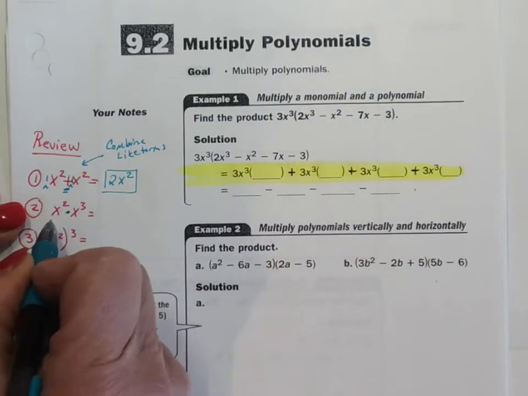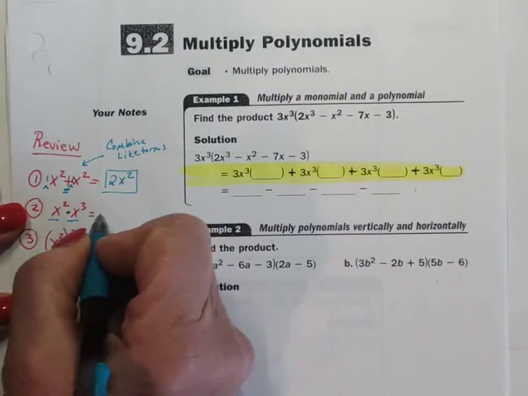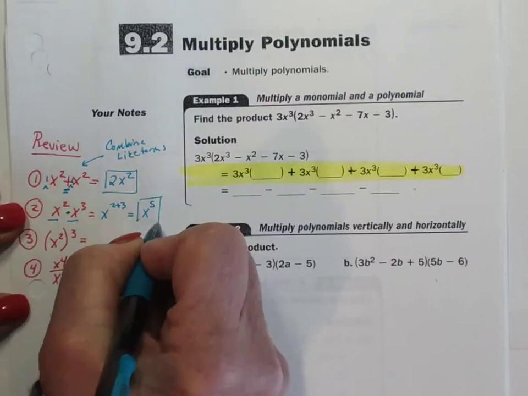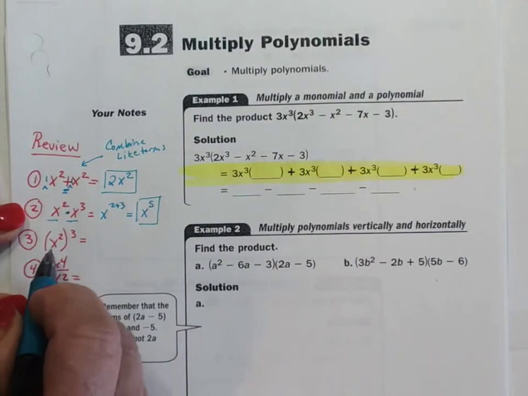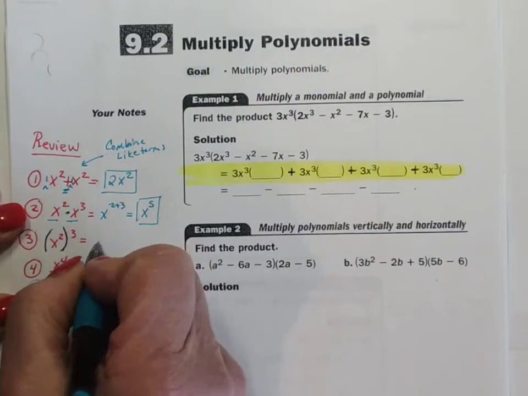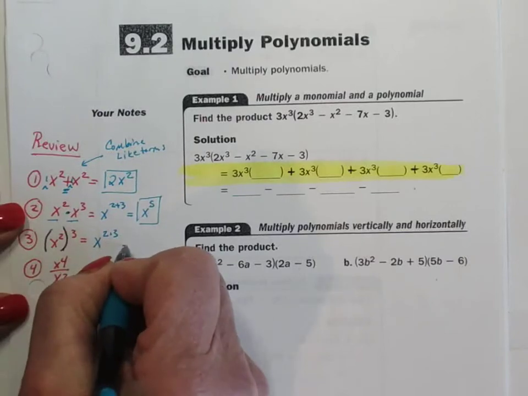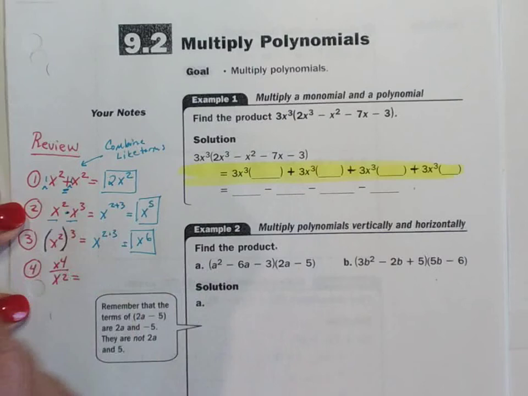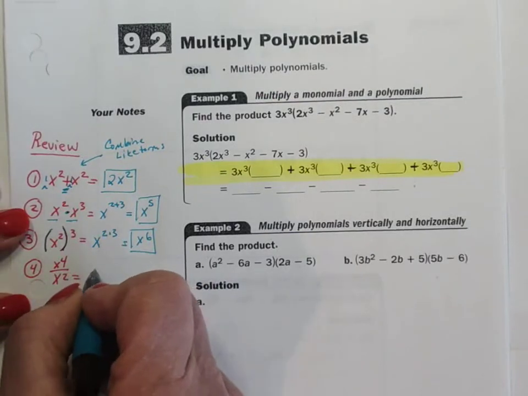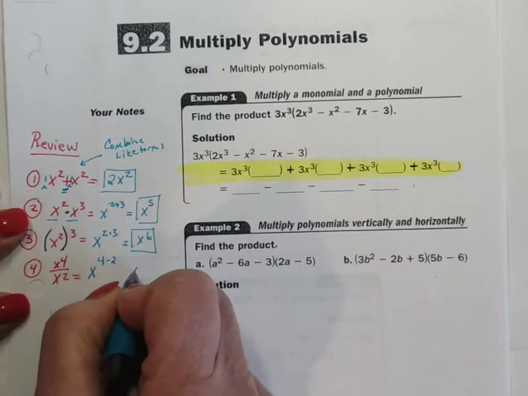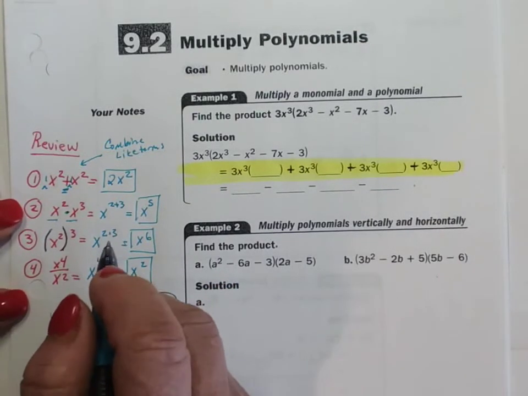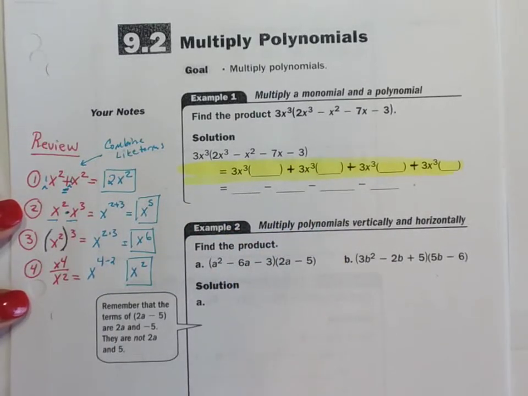Remember that if we have the same base, x, we add the exponents. So it's 2 plus 3, which is x to the 5th. Now here, remember, we've got these parentheses. This is power to power. So here we multiply. 2 times 3 is x to the 6th. And here, division, same base x, we subtract the exponents. 4 minus 2 is x squared. So these are fundamental concepts that you really need to master and know so that we can proceed with multiplying these binomials.